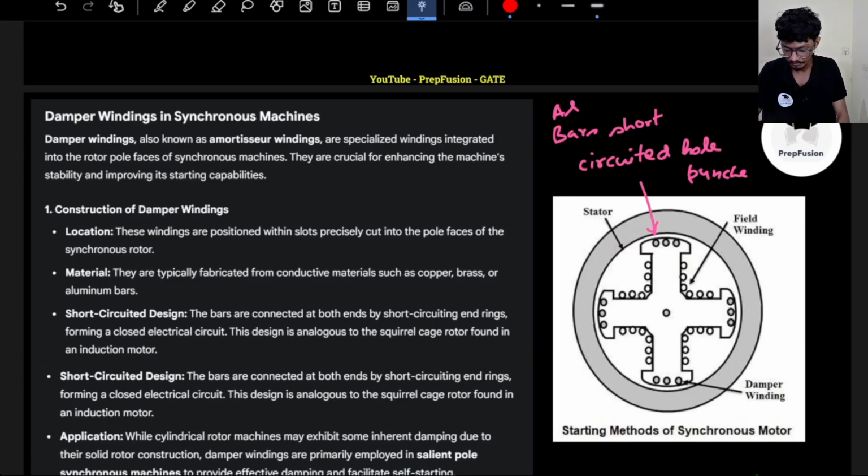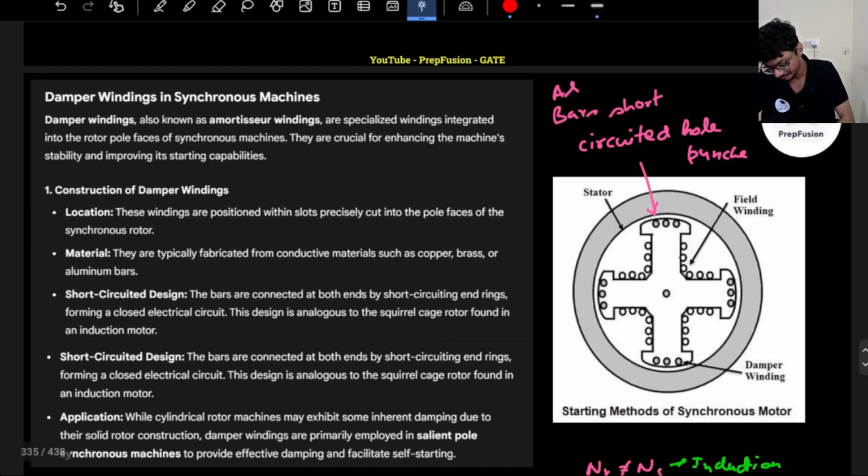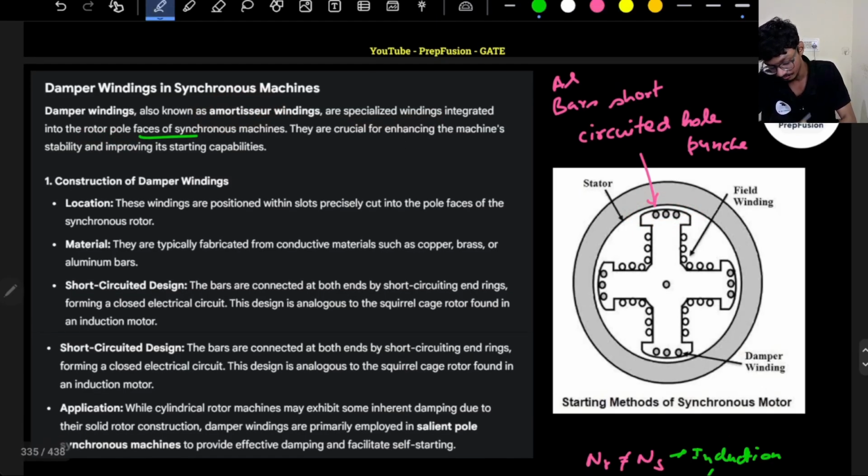So our damper winding will do what? Damper winding is also known as amortisseur winding, I also don't know how to pronounce it. These are specialized windings integrated in the rotor pole faces of a synchronous machine. They are very important for enhancing the machine stability.